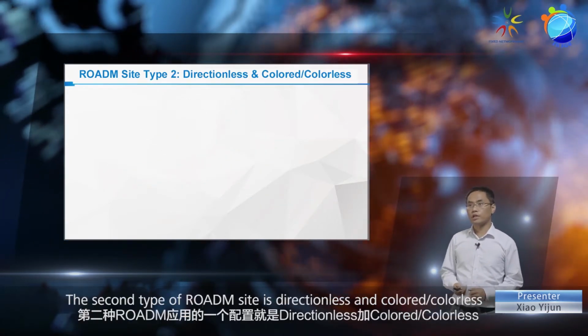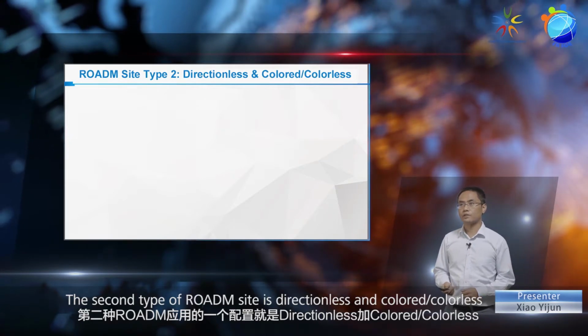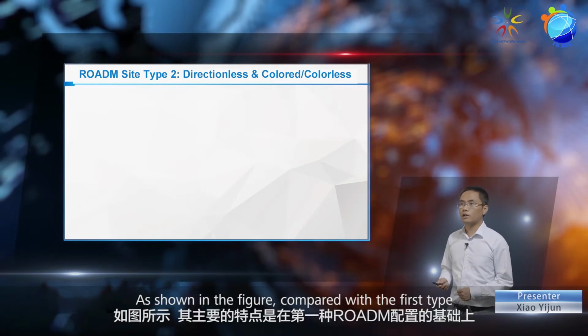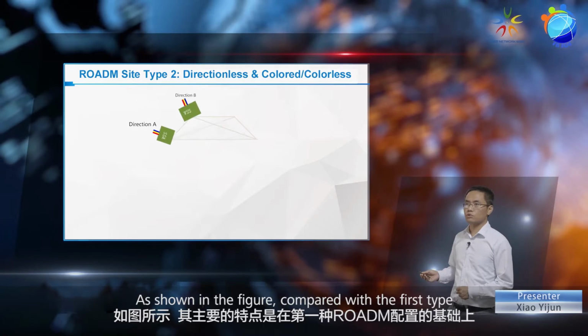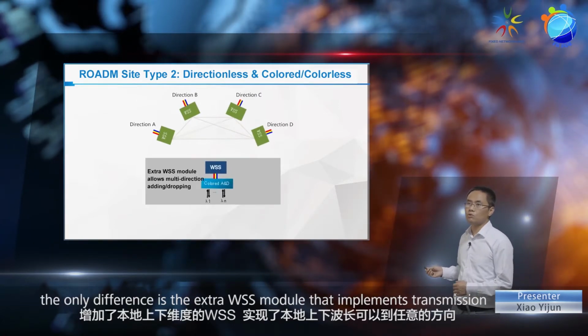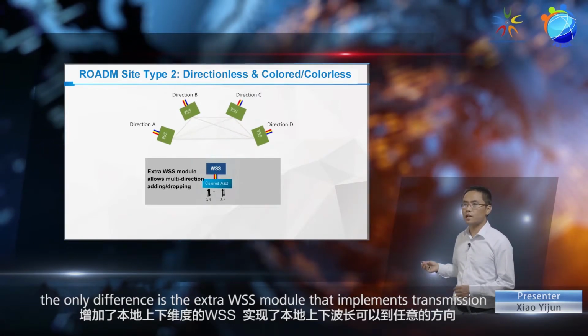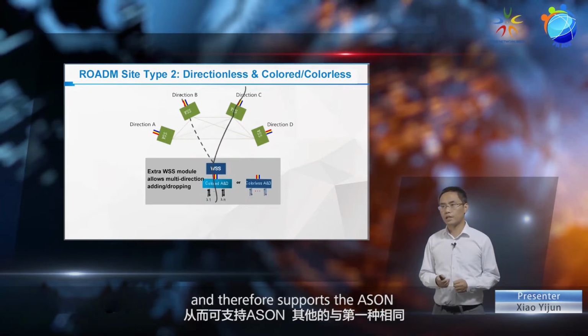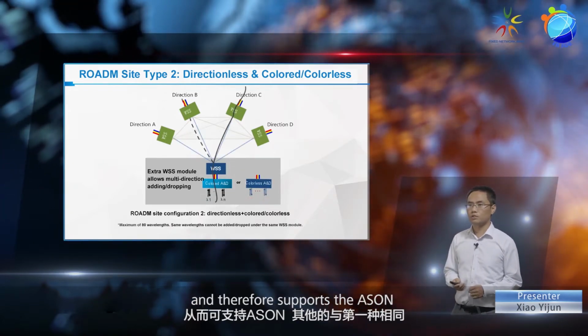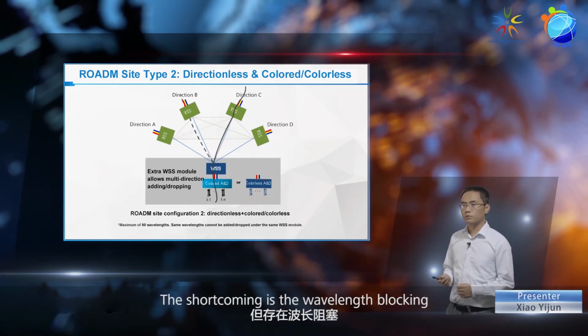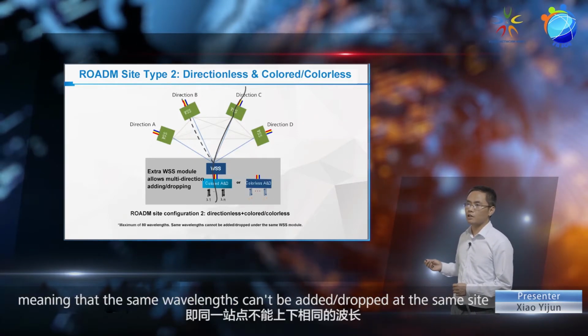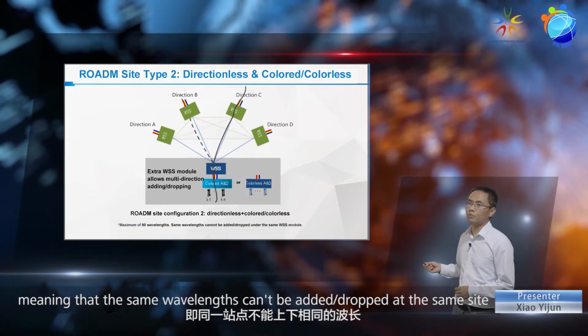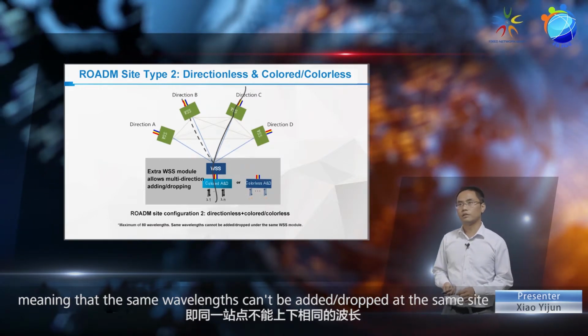The second type of ROADM site is directionless and colorless. As shown in the figure, compared with the first type, the only difference is the extra WSS module that implements transmission of locally added/dropped wavelengths in any direction, and therefore supports the ASON. The shortcoming is the wavelength blocking, meaning that the same wavelengths can't be added or dropped at the same site.